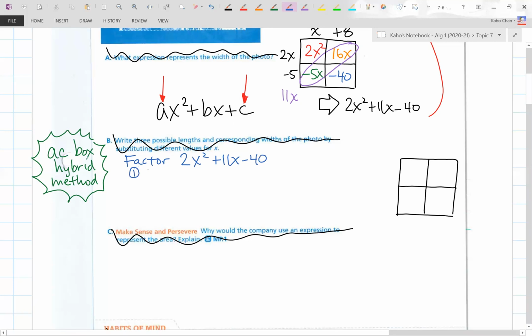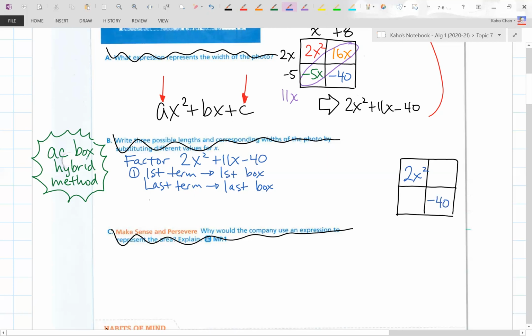Put the first term in the first box. So our first term is 2x squared. So let's do that, okay? First term is 2x squared, so let's put that in the first box. Great. Last term of the quadratic, put in the last box. Okay, in this case it's negative 40, minus 40.